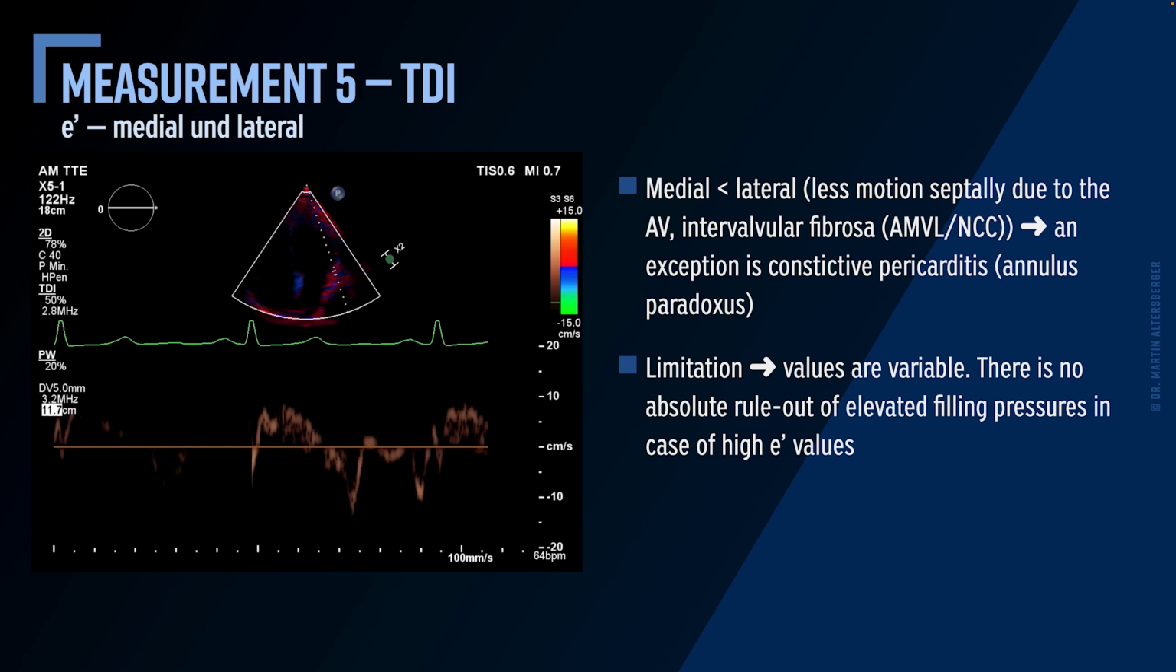There are several limitations. Those values are variable. There is no absolute rule out of elevated filling pressures in case of high E prime values. So this is another important information to understand and to know when to think about those measurements. So no single measurement rules in or rules out, except for example, the restrictive filling pattern, elevation of filling pressures.